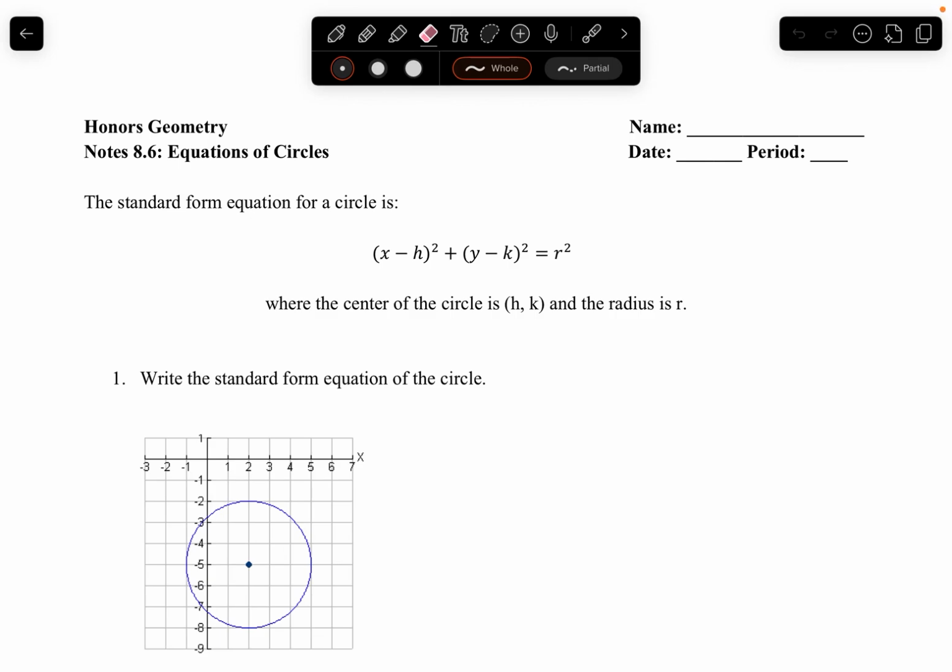Hello everybody, this video is going to cover our 8.6 notes, equations of circles. This should be the last video in unit 8, yay! And we're going to be talking about equations of circles, which we haven't really talked about in the entire unit, which is kind of silly, but you know, here we are.